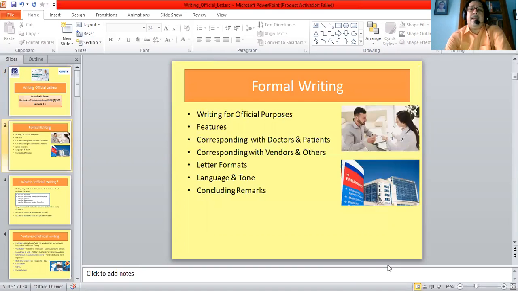Now, in the course of this lecture, I shall be looking at what kinds of official writing for various purposes you will be required to do, the features of this kind of writing, and also the correspondence that you have to take up with doctors, patients, also with other business contacts, vendors, suppliers, and others. We shall look at the formats of the letters or the templates, the kind of language and tone that you shall take, and also there shall be some remarks about this type of correspondence, the use of electronic correspondence in the present day, and other matters.